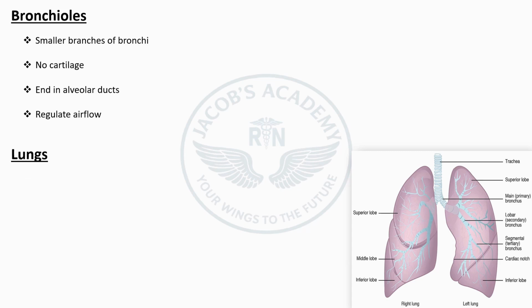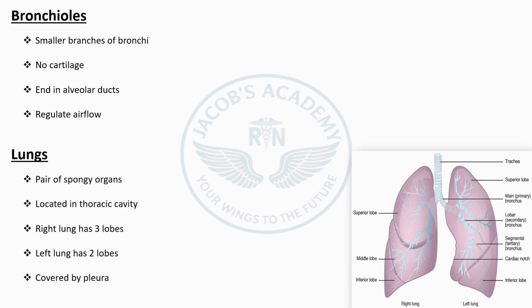Now coming to the lungs. The lungs are a pair of spongy organs. They are located in the thoracic cavity. The right lung has 3 lobes, while the left lung has only 2 lobes to accommodate the heart. The lungs are covered by pleura, a protective membrane that reduces friction during breathing. So the bronchioles regulate airflow and the lungs are the main organs of respiration.